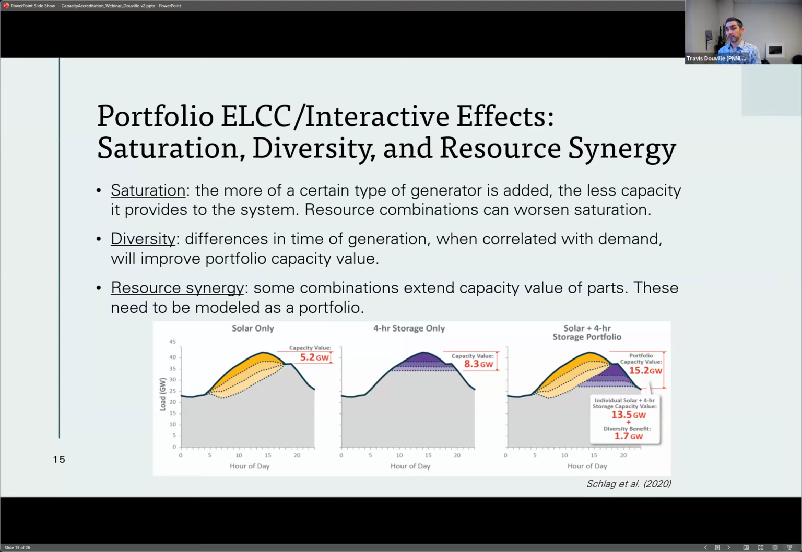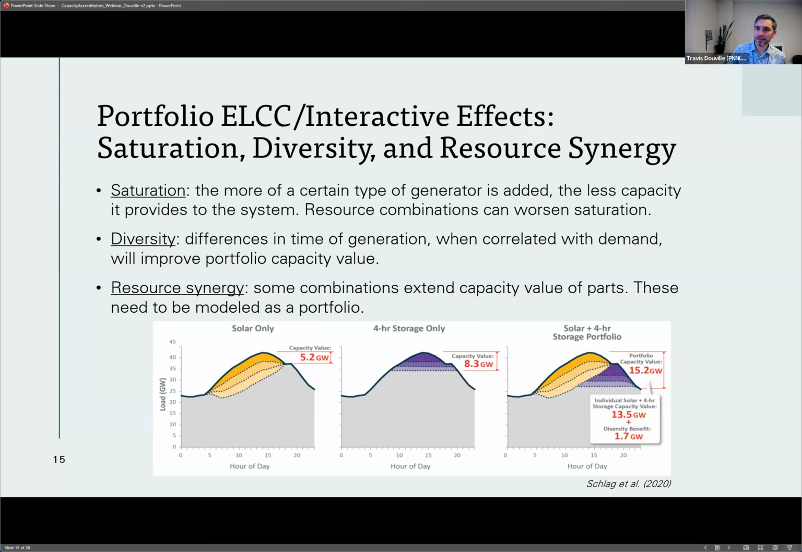Back to that duck curve example, as more and more solar is added to the California system, the marginal value of solar resource decreases. In any modern accreditation method we have discussed, the first megawatt of solar in this example would have been accredited much more favorably than the last megawatt of solar today. This will happen for any resource with relatively fixed temporal production characteristics, which relates to the second effect on the screen here, diversity. Diversity is the opposite of saturation. If one can start to harness differences in temporal characteristics of generation, considering how those correlate with demand, there will be improvements to the portfolio capacity value. Note, if you add diversity at times when demand does not present, in the middle of the night, this is less helpful.